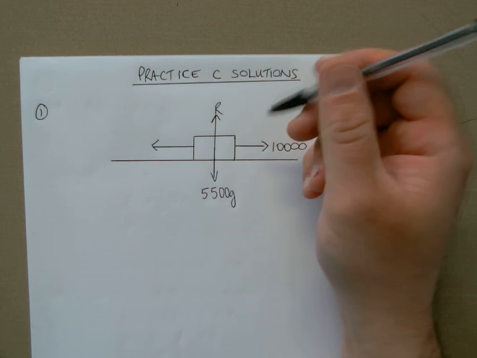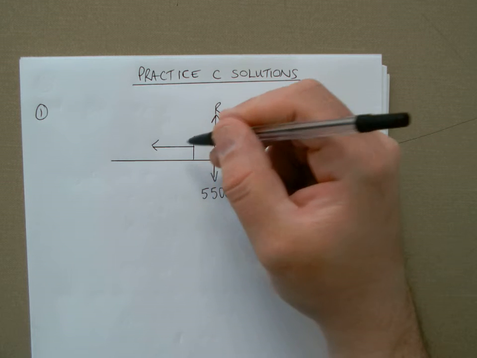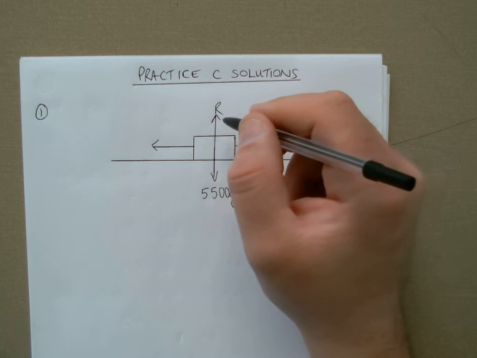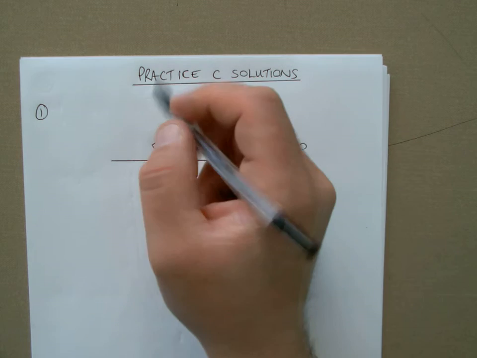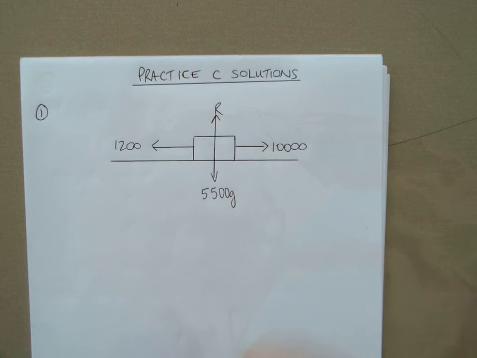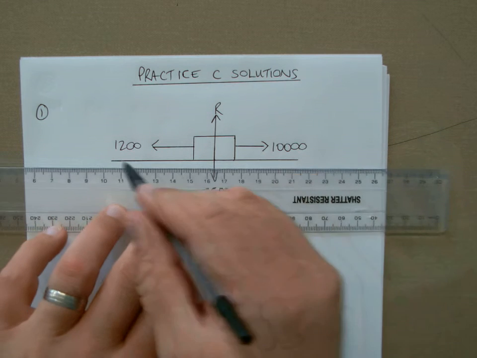Now, that could be anything. It could be the friction between the tyres and the road. It could be air resistance. It's going quite fast, maybe there's a lot of air there you're working against. That magnitude is 1200, the resistance there, and that's it. There's no other horizontal forces. So you've got the forward force here and then the resistive force.